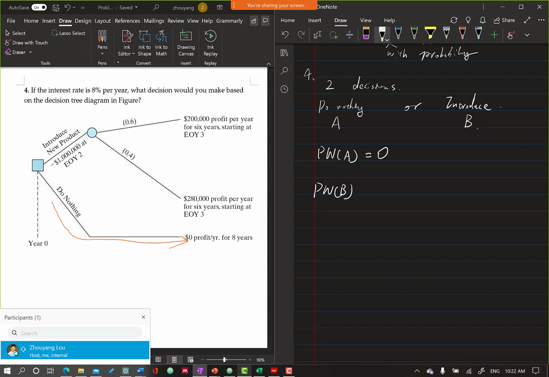So introduce the new product. First, the capital investment at end of year 2. So we need to convert that to the present worth. So negative 1 million times the P given F factor, 8% hurdle rate, and 2 years. And now we are going to have these 2 branches.